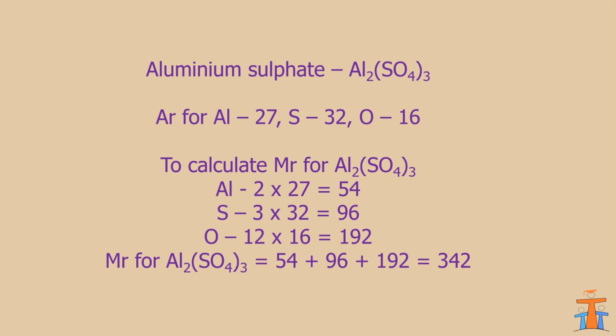In the sulfate group in the aluminium sulfate compound, the number of oxygen atoms in it is 4 times 3, which is equal to 12. The total mass of oxygen atoms in Al2(SO4)3 is 12 times 16, which is equal to 192. To calculate the relative formula mass, add them all together. That means 54 plus 96 plus 192 is equal to 342. Therefore, the Mr for aluminium sulfate is 342.